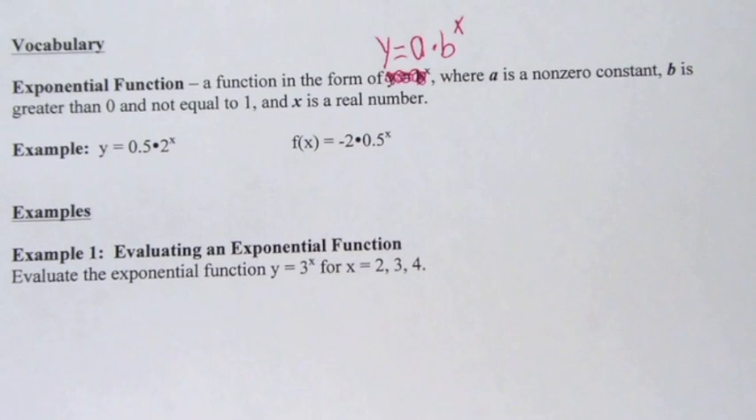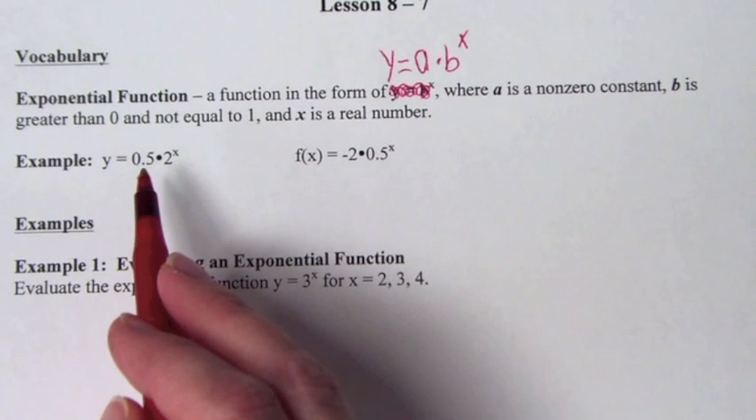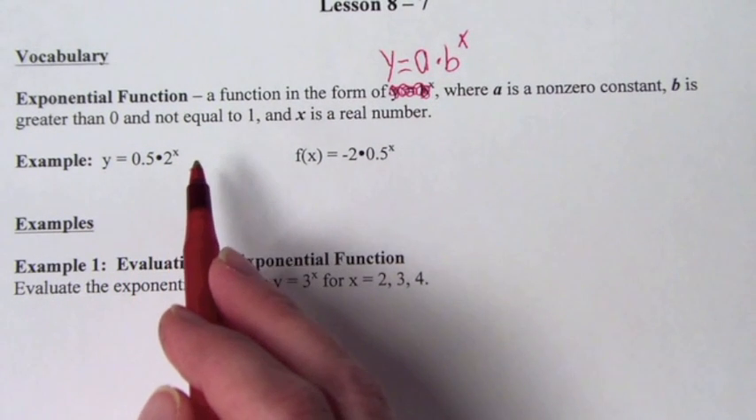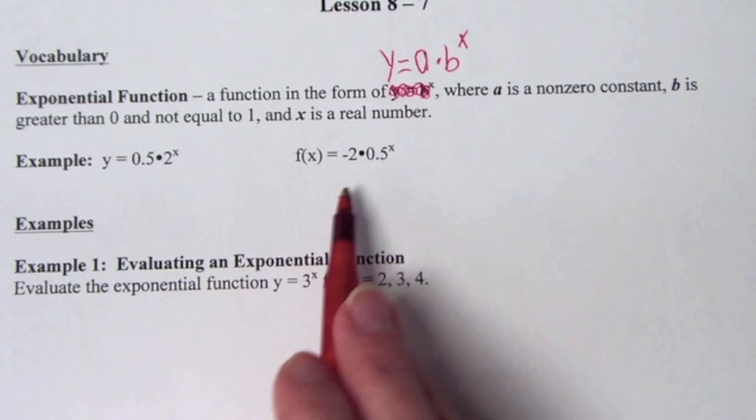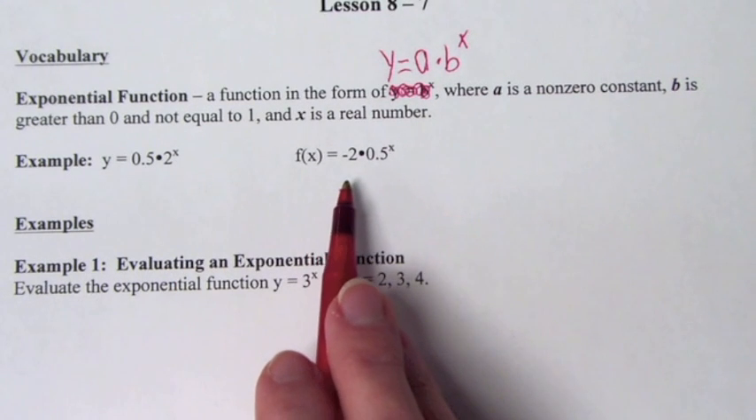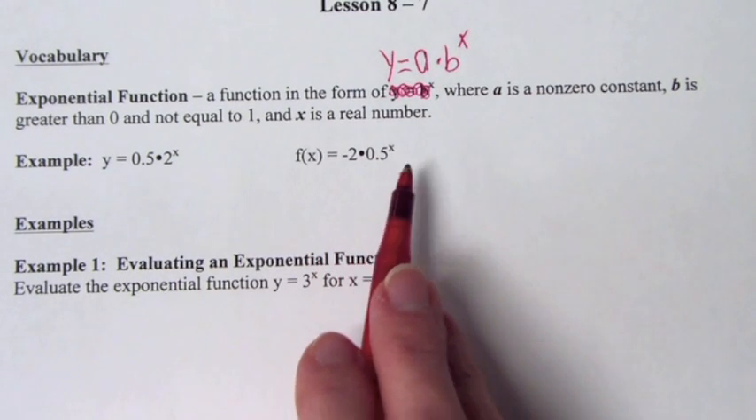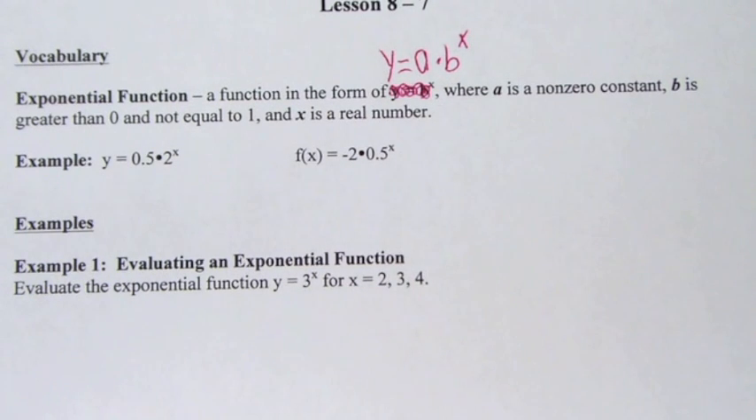Examples of exponential functions would be like this. Y equals 0.5 times 2 to the x. Or negative 2 times 0.5 to the x power. These are all exponential functions. And we're going to see kind of what these things look like on a graph at the end of the notes. But right now we're going to talk about evaluating.